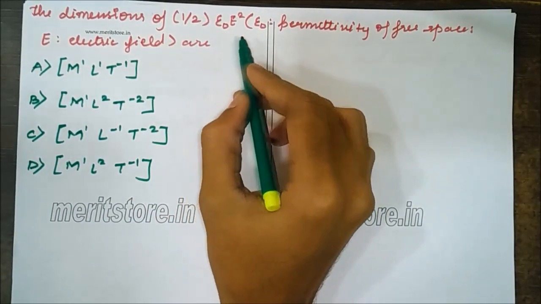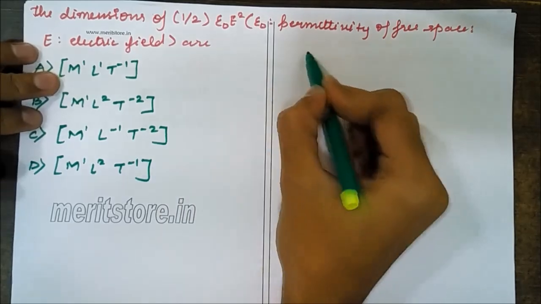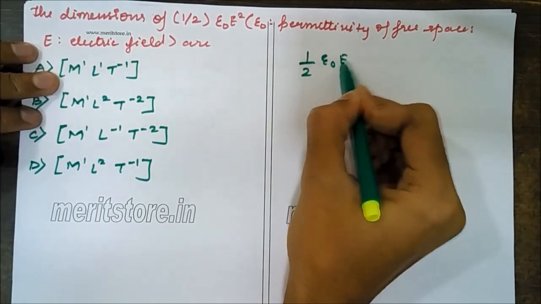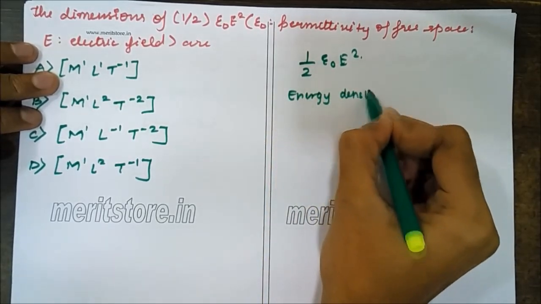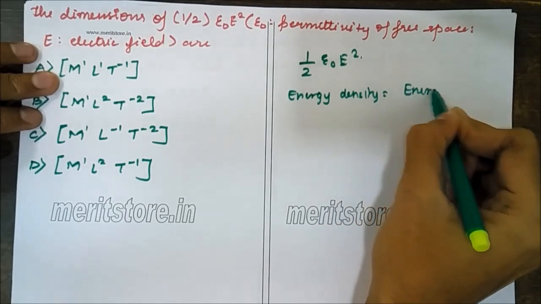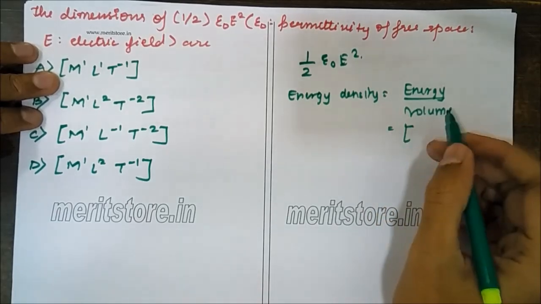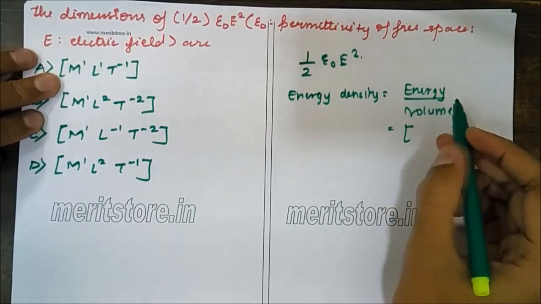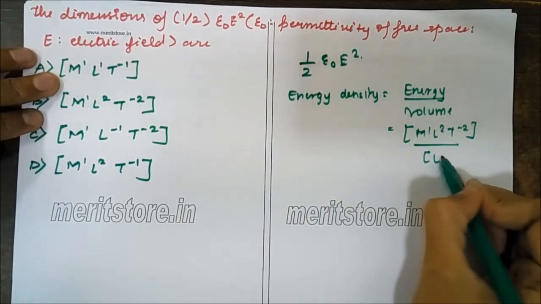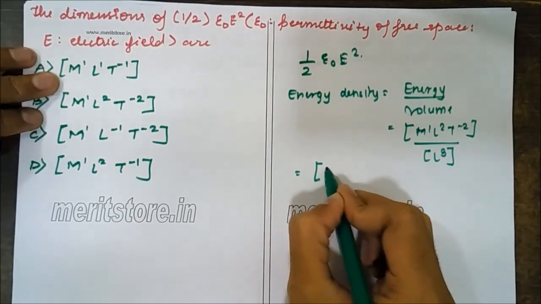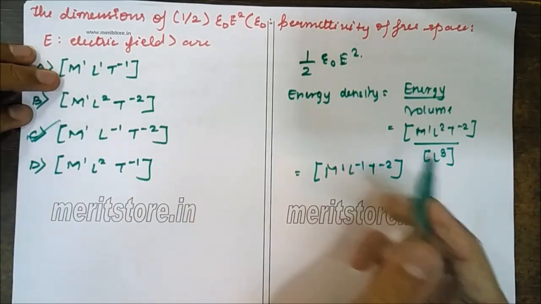The dimensions of half ε₀E², that is the permittivity of free space and the electric field: here half ε₀E² is the energy density, which is given by the energy per unit volume. The energy is nothing but the work done, which has the dimension M¹L²T⁻², upon the volume, which has L³. Solving this, it becomes M¹L⁻¹T⁻². So C is the correct option.